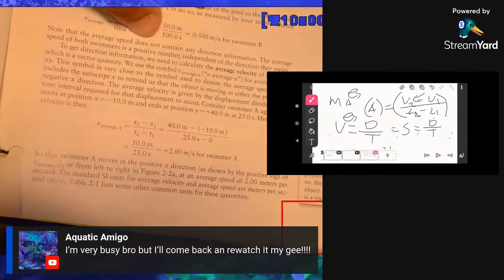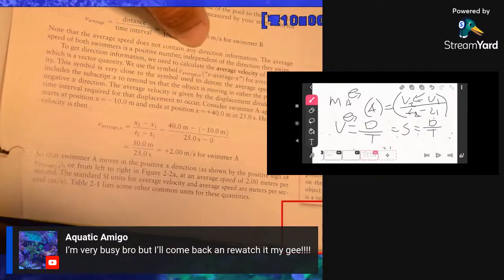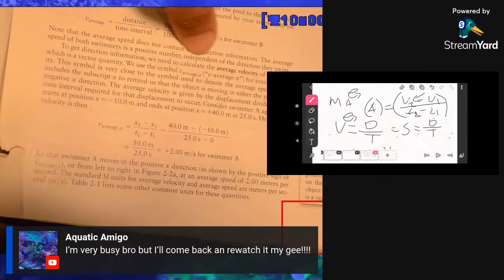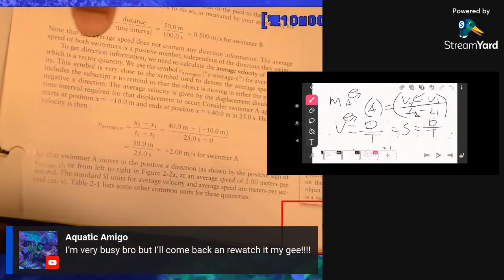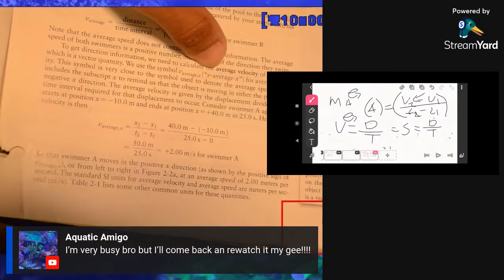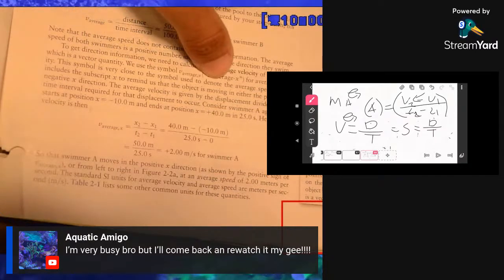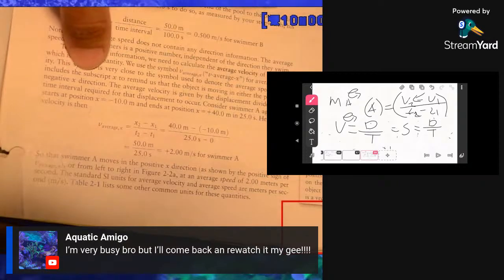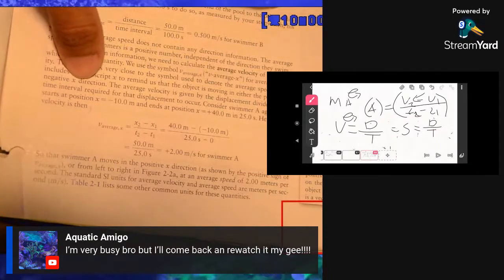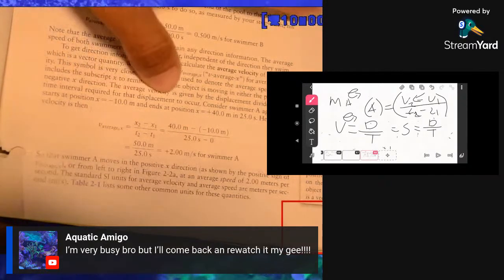Note that the average speed does not contain direction information. The average speed of both swimmers is a positive number independent of the direction they swim. To get direction information, we need to calculate the average velocity of the object, which is a vector quantity. We use the symbol V average x for velocity. This symbol is very close to the symbol used to denote the average speed, but it includes the subscript x to remind us that the object is moving in either the positive or negative x direction. The average velocity is given by the displacement divided by the time interval required for the displacement to occur.